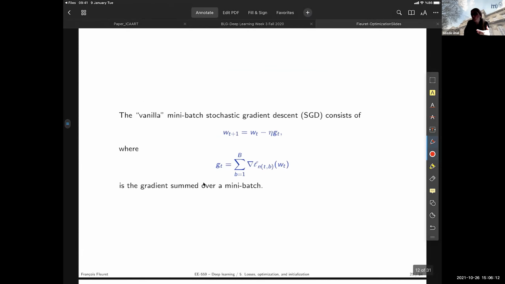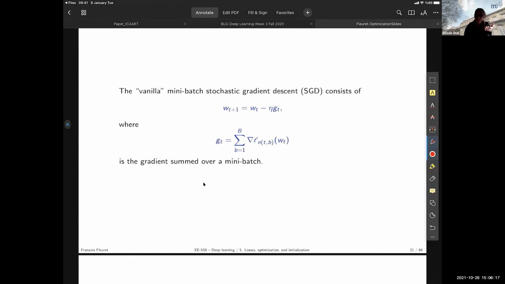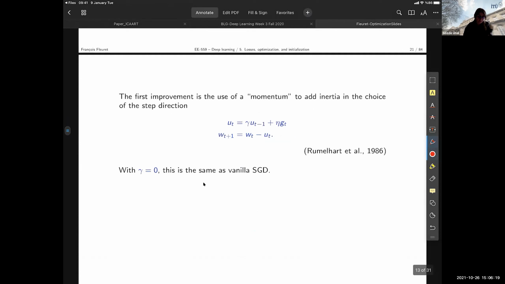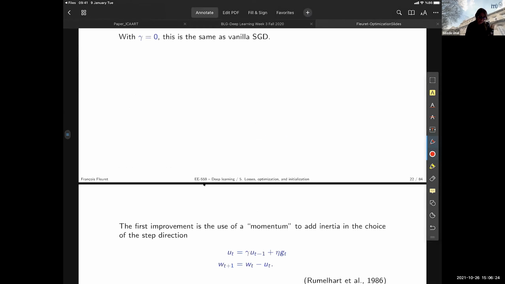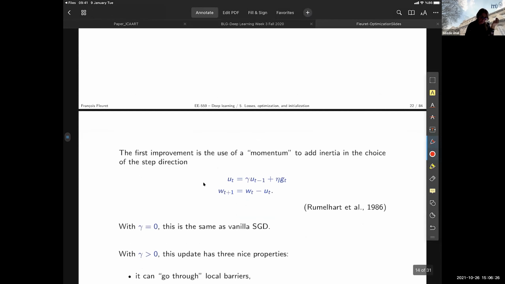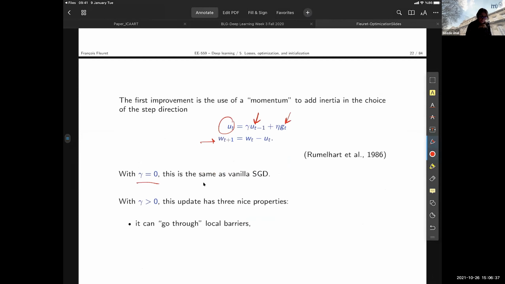We've already been through this. This is our mini batch stochastic gradient descent with batch size B. The first improvement is the use of momentum. We already did that. You see the momentum term: the current gradient and the previous gradient, averaged out. Now my update is done with that. Here gamma, which I called beta in our notes, but here it's gamma. If gamma is 0, this is the vanilla stochastic gradient descent.